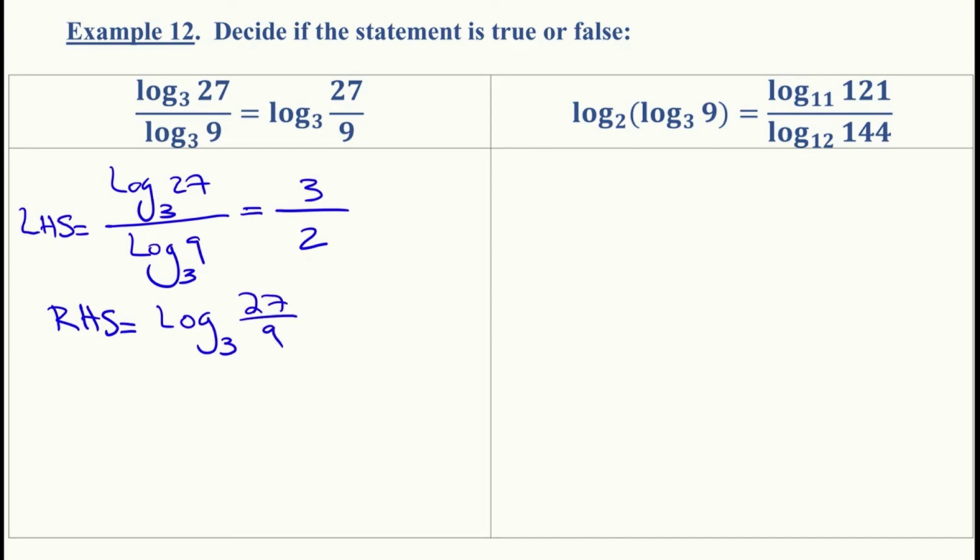If we go ahead and divide 27 by 9, we get log base 3 of 3, which is, we know, what is the power of 3 that gives 3? 1. So you notice they're not the same thing. So this is actually a false statement. And this is basically considered a counterexample for this rule.